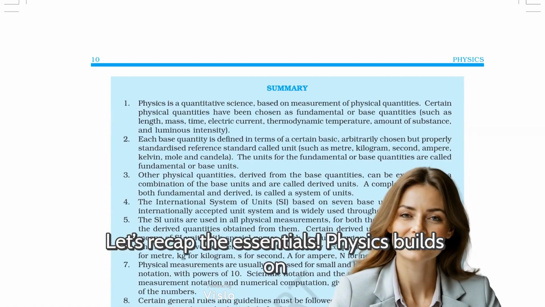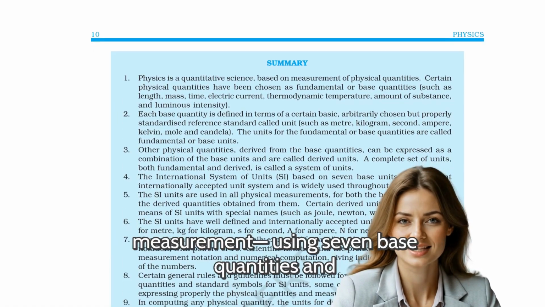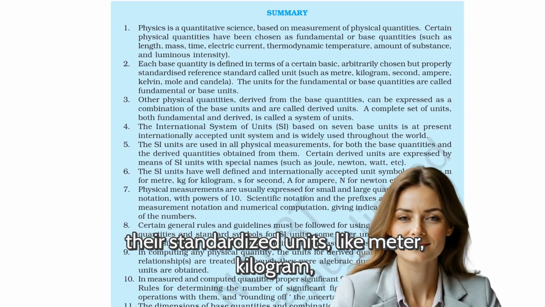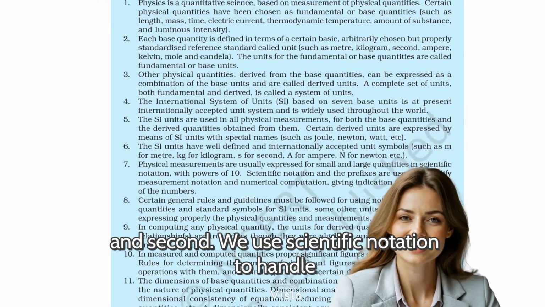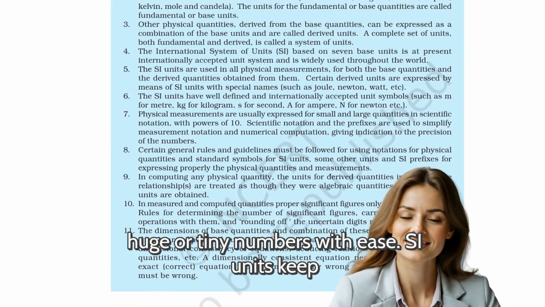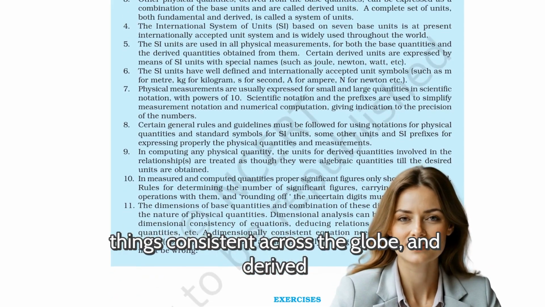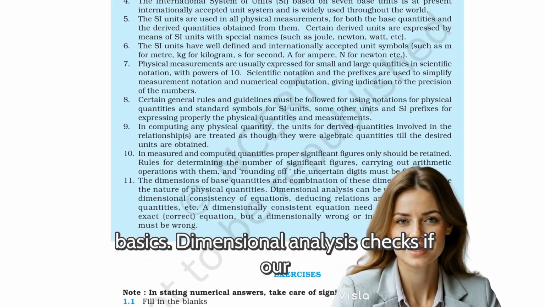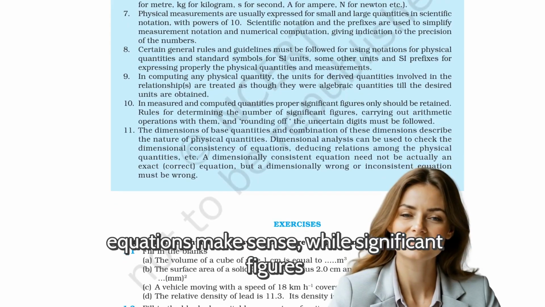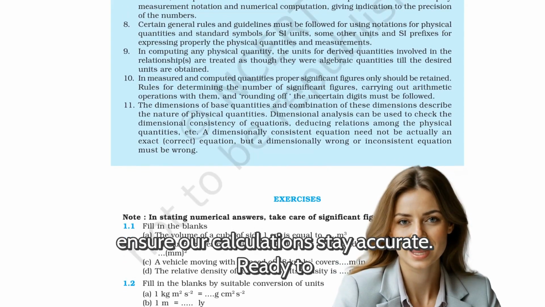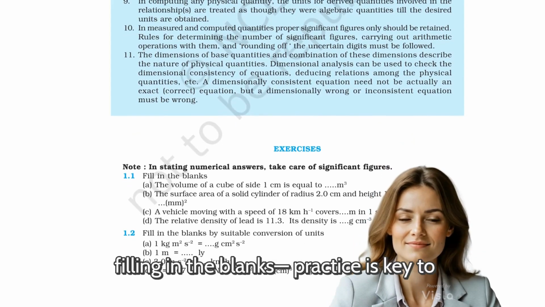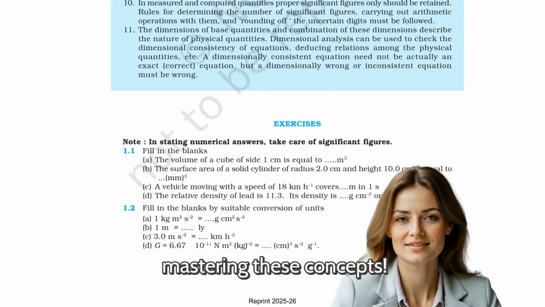Let's recap the essentials. Physics builds on measurement, using 7 base quantities and their standardized units, like meter, kilogram, and second. We use scientific notation to handle huge or tiny numbers with ease. SI units keep things consistent across the globe, and derived units like Joule and Newton spring from these basics. Dimensional analysis checks if our equations make sense, while significant figures ensure our calculations stay accurate. Ready to test your skills? Try converting units or filling in the blanks. Practice is key to mastering these concepts.